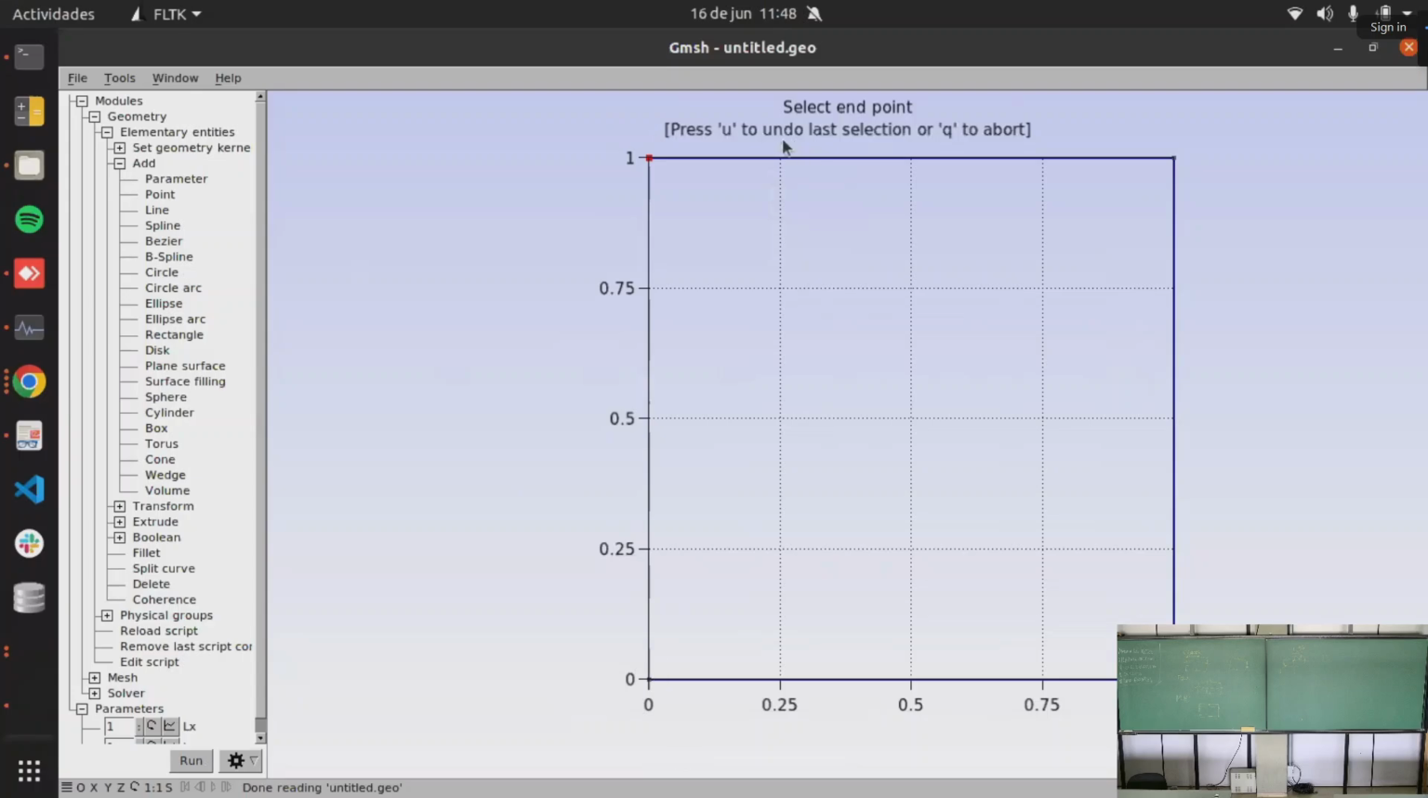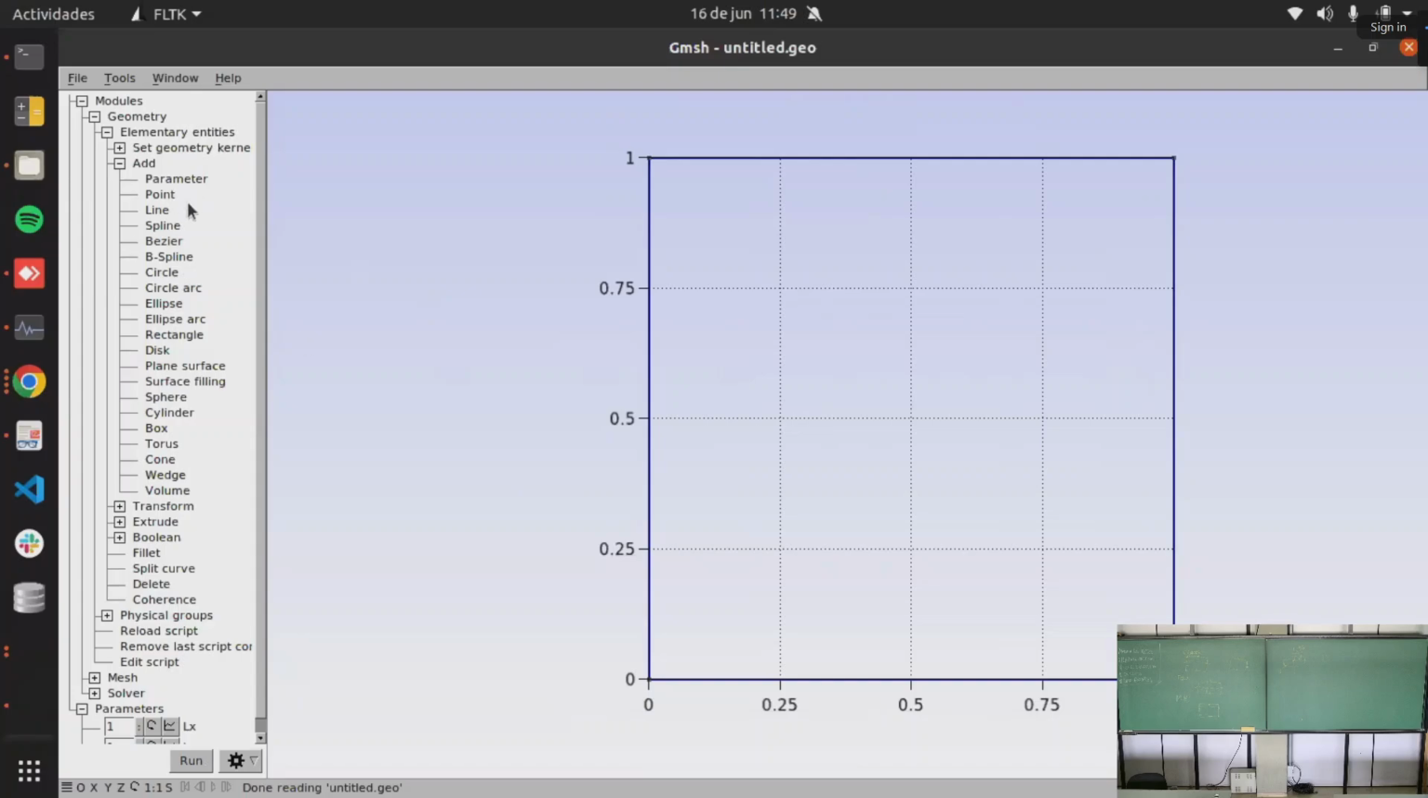Notice that when I press a start point, the software tells me that I have to select the end point. So if I press the same point, an error will appear. And after that, having all the lines, I press Q to finish the creation of lines.